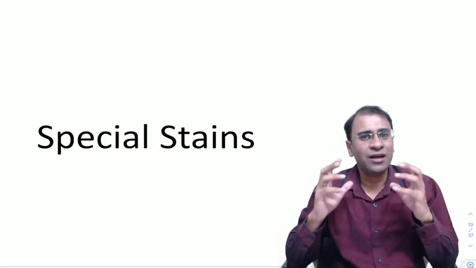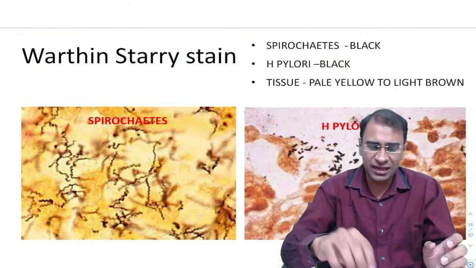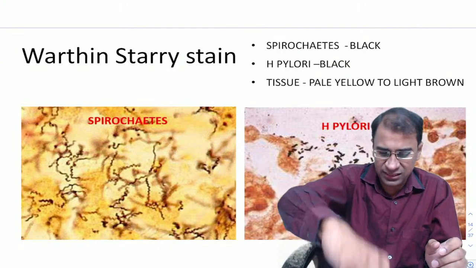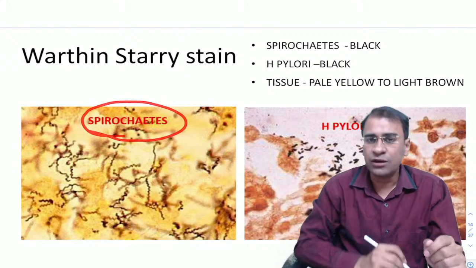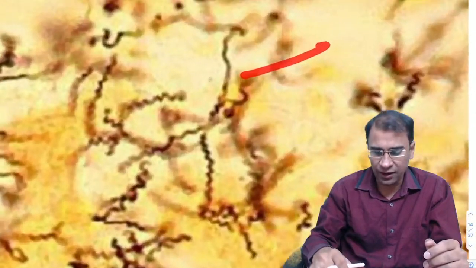Let's start with the very important, nowadays, Warthin-Starry stain. Warthin-Starry has always been used for spirochetes. Now spirochetes are stained black. Look at the black color here. You observe here, this is the black color. These all are the spirochetes getting stained by the Warthin-Starry stain.